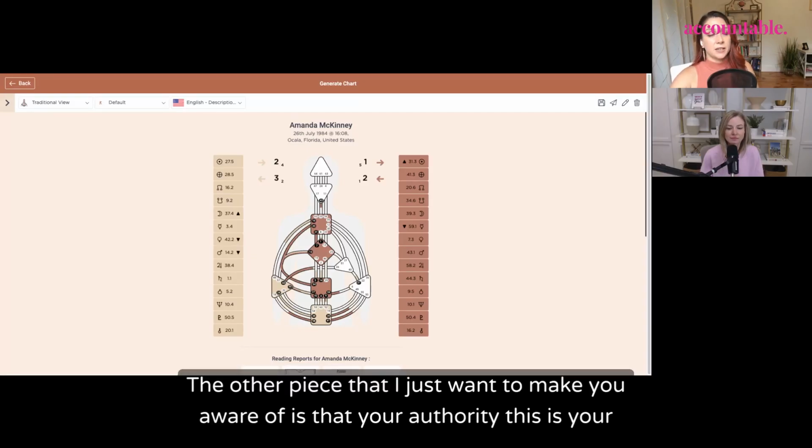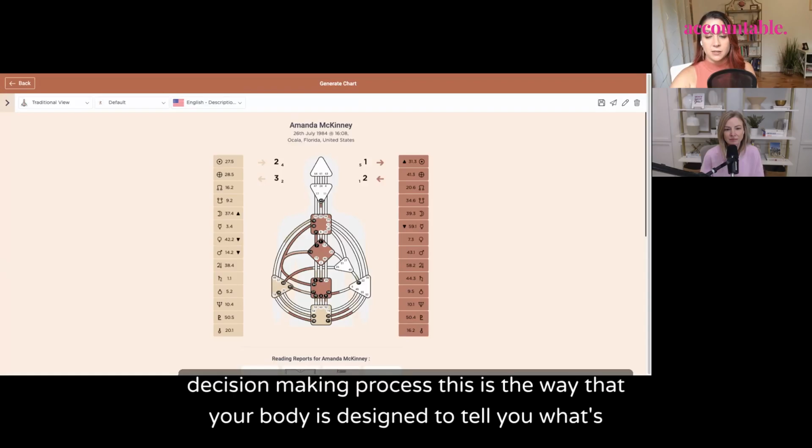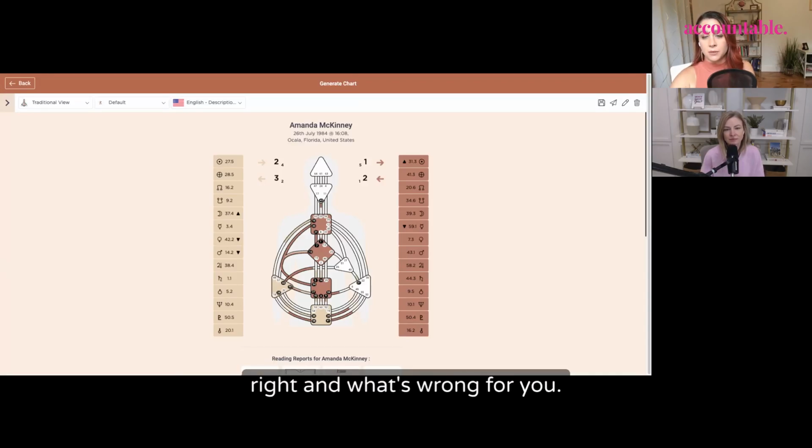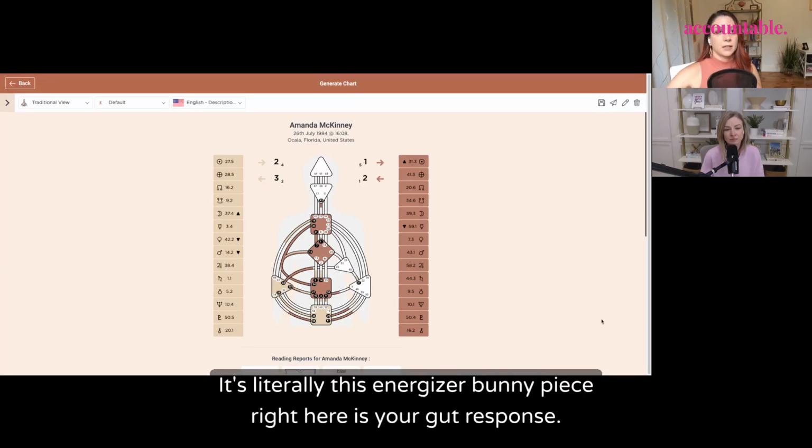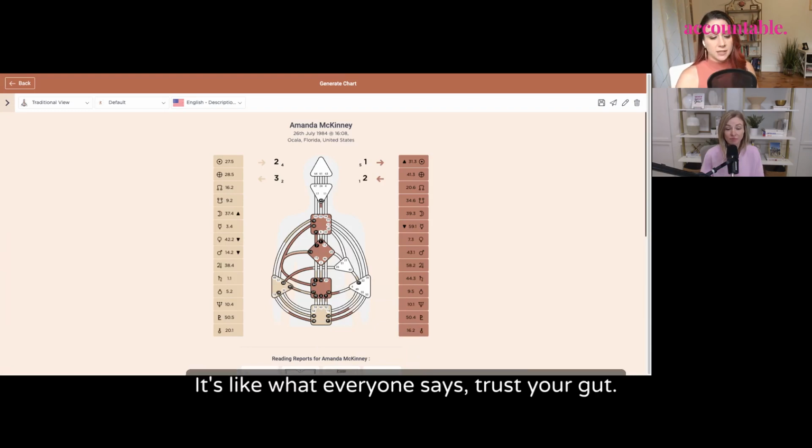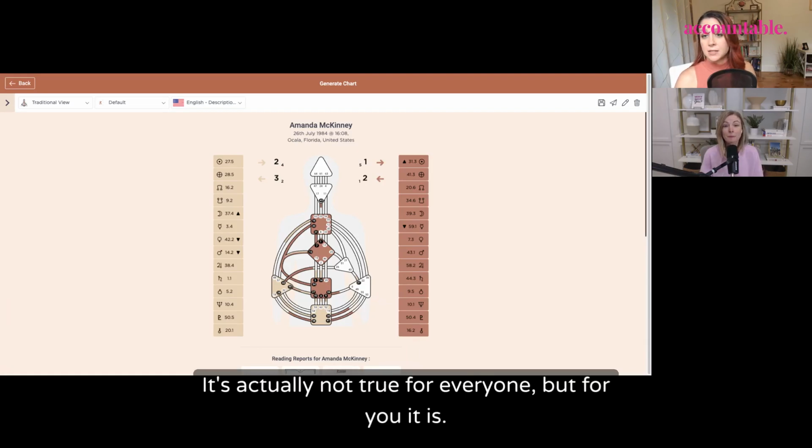The other piece that I just want to make you aware of is your authority. This is your decision-making process. This is the way that your body is designed to tell you what's right and what's wrong for you. Your authority is called sacral. It's literally this energizer bunny piece right here, your gut response. It's a gut yes or a gut no. It's like what everyone says, oh, trust your gut. It's actually not true for everyone, but for you it is.